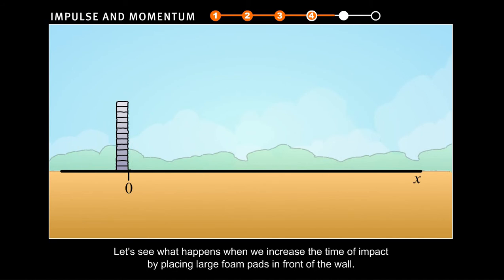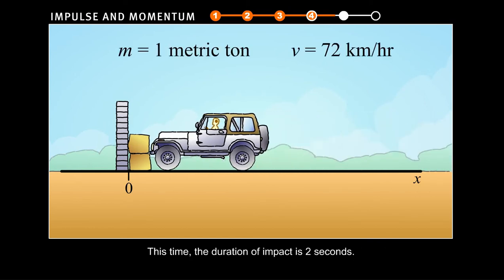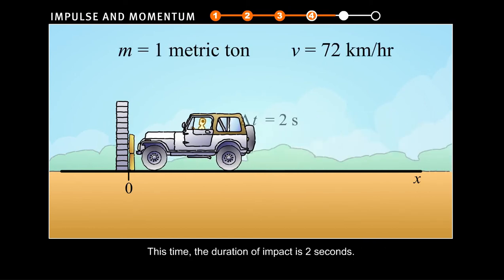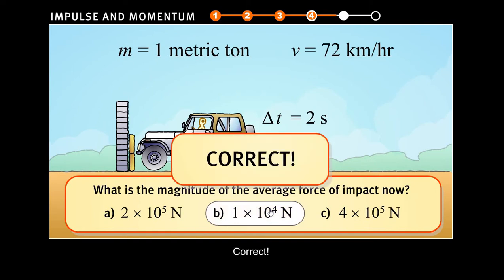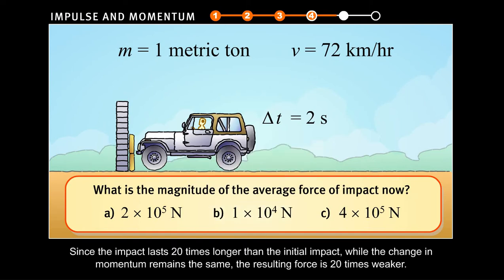Let's see what happens when we increase the time of impact by placing large foam pads in front of the wall. This time, the duration of impact is 2 seconds. What is the magnitude of the average force of impact now? Correct. Since the impact lasts 20 times longer than the initial impact, while the change in momentum remains the same, the resulting force is 20 times weaker.